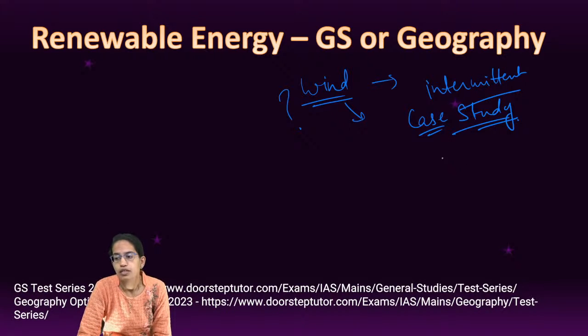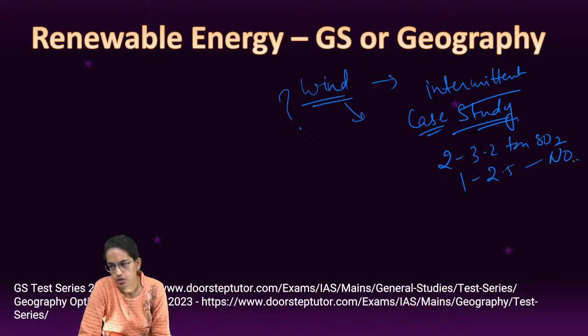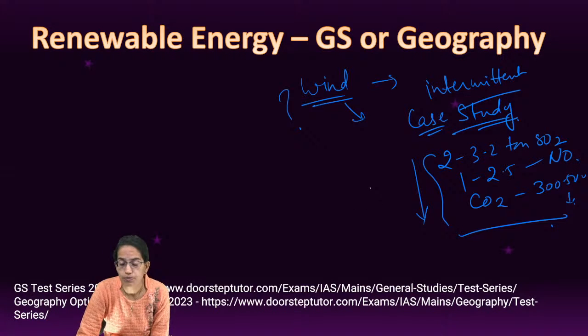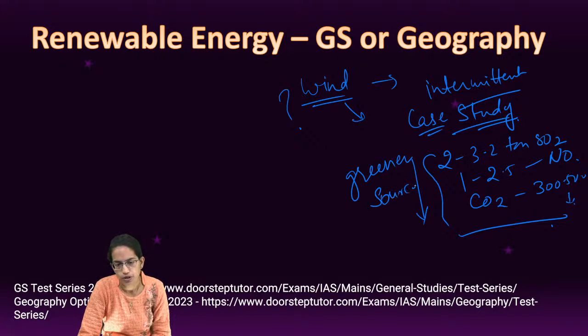For example, the pollution saving from an average could be reduced by 2 to 3.2 tons for sulfur dioxide, around 1 to 2.5 tons for nitrogen oxide. Carbon dioxide around 300 to 500 tons can be reduced. So that is how, when I'm talking about an equivalent of 4 lakh gigawatts that would be produced, this is the reduction in the atmospheric pollution that could be witnessed. So definitely a greener source of energy. That is one way of putting it.